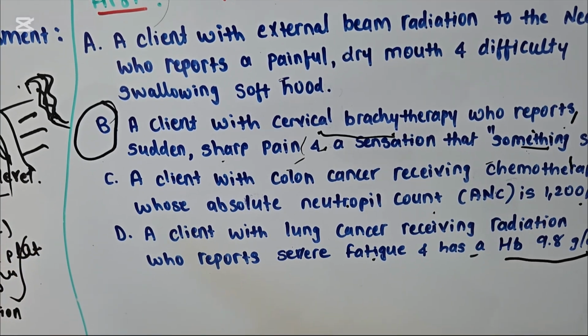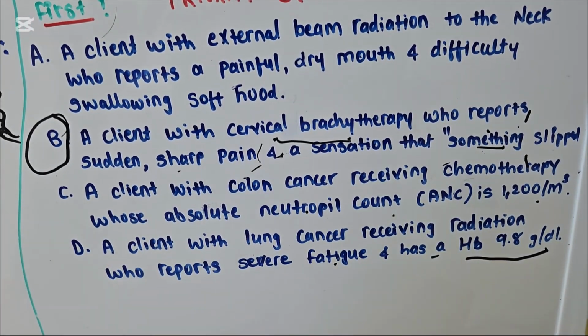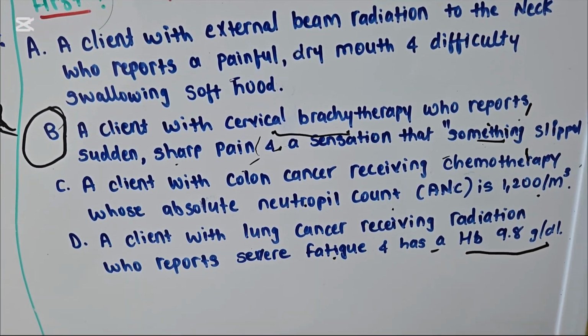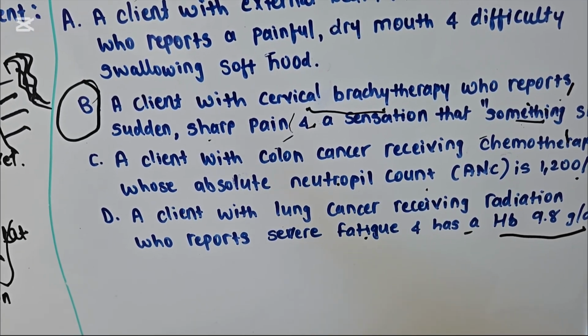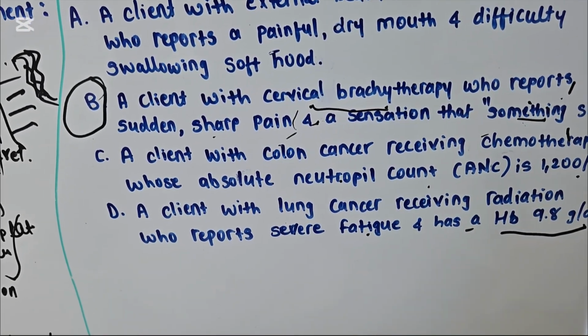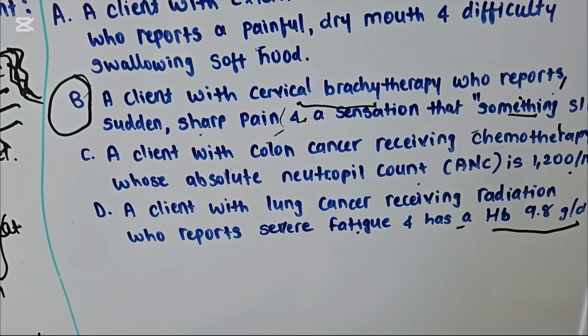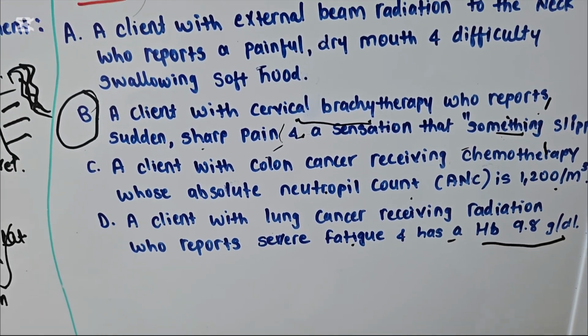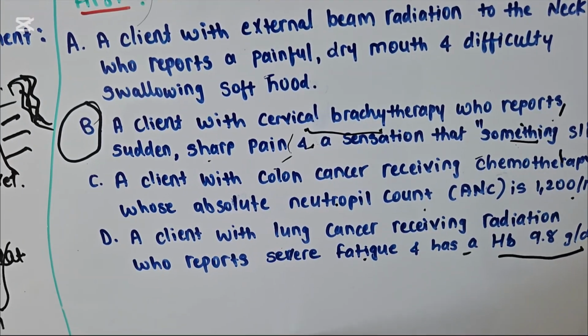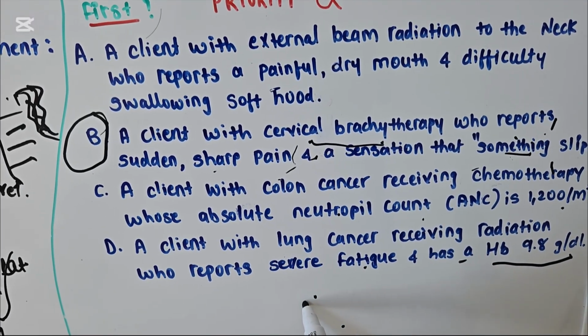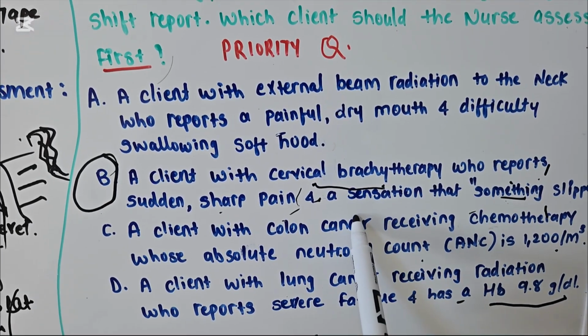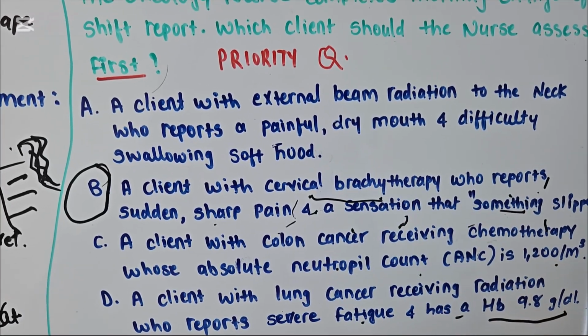Third is a client with colon cancer receiving chemotherapy whose absolute neutrophil count, ANC, is 1200, which is less than 1500, the normal. So this also requires your attention, but it's not the immediate priority. A client with lung cancer receiving radiation who reports severe fatigue and has a low HB means the patient has anemia, and it is normal for a patient with cancer to have anemia. It also requires your attention, but it's not the priority. So our priority client is the brachytherapy client whose implant has dislodged.